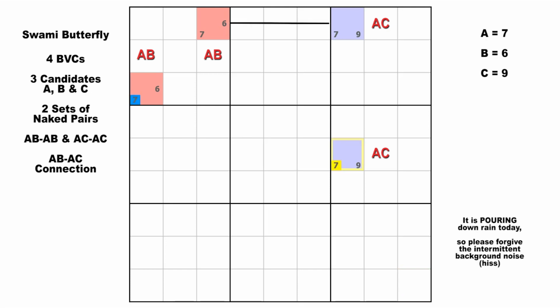So the 7 is candidate A, and this means any other candidate 7 that can see the two extreme endpoints of the chain, or the two tips of the butterfly's wings, will be false. The two endpoints are marked in blue and yellow. And so once again, there are two cells that can see both the endpoints. And they are here and here.